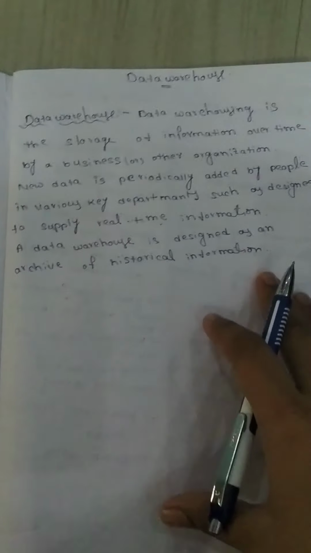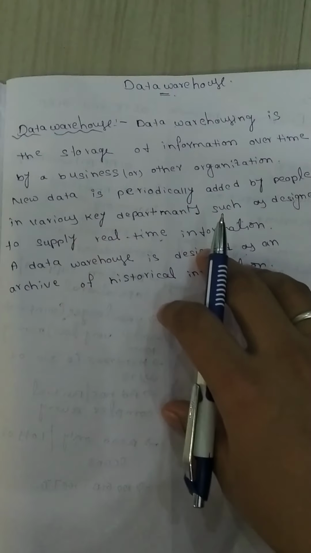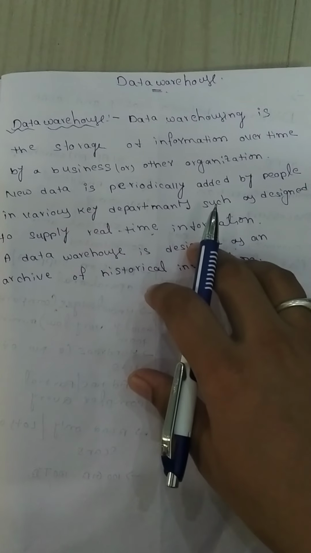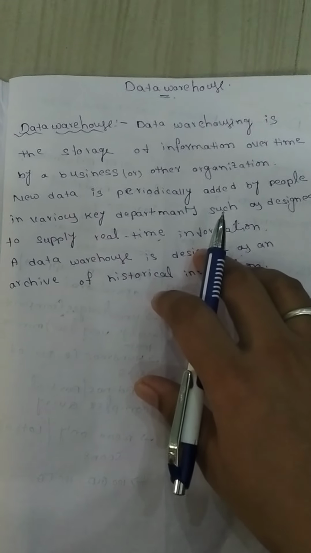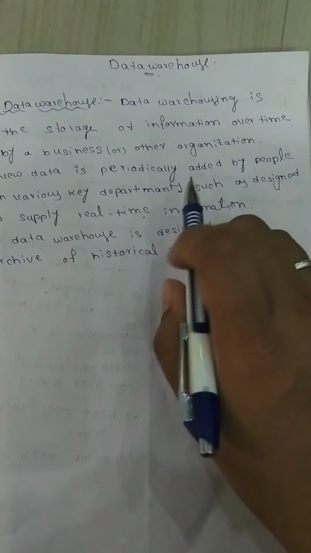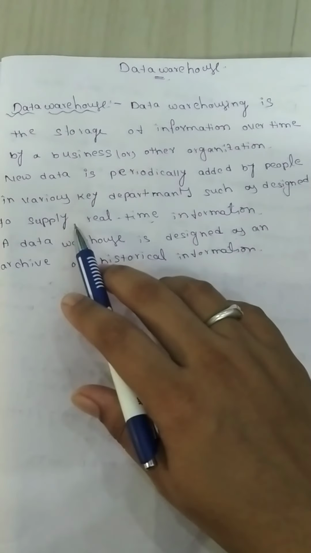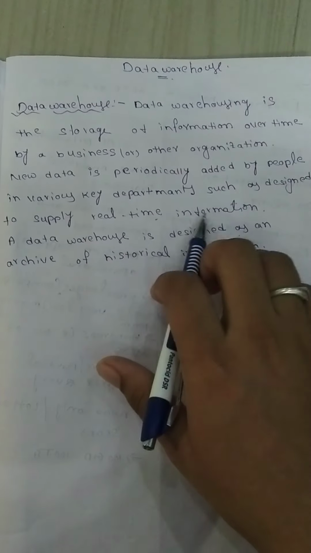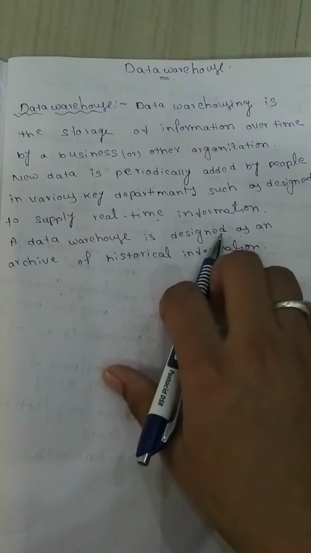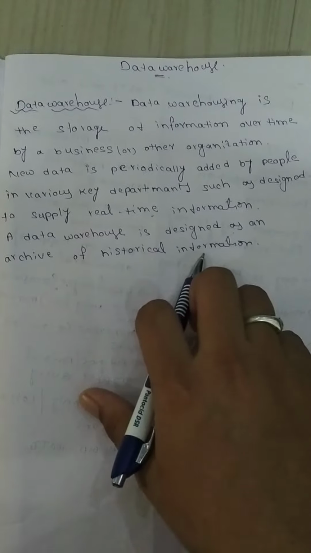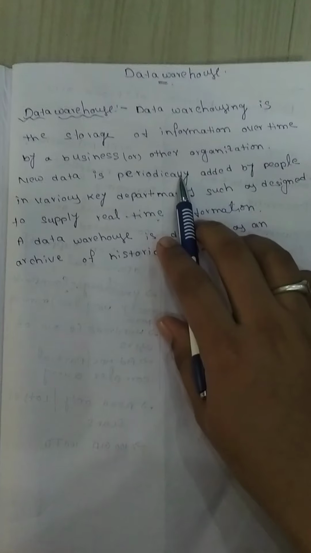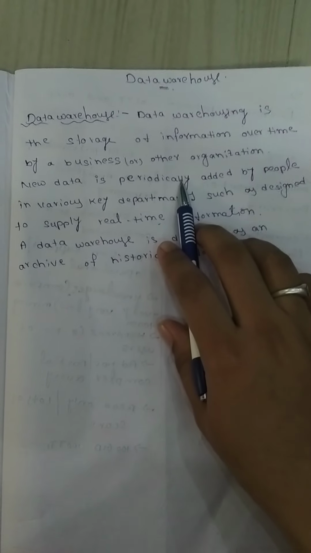Good afternoon, everyone. The topic is data warehouse. What is a data warehouse? It is nothing but the storage of information over time by a business or other organization. New data is periodically added by people in various key departments, designed to supply real-time information. A data warehouse is designed as an archive of historical information. So, the data warehouse is nothing but a place to store the information.